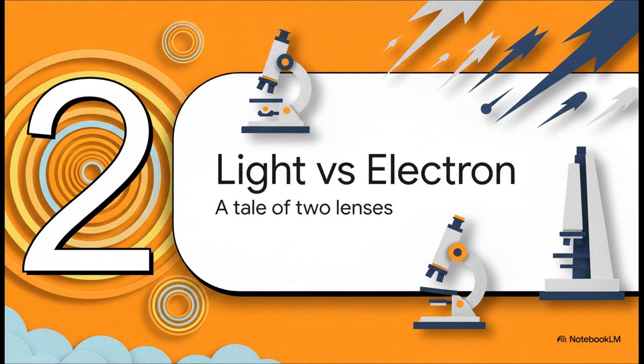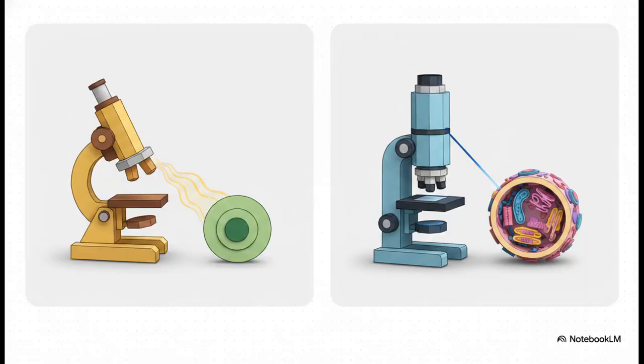Moving on to Section 2, light versus electron microscopes, a tale of two lenses. Okay, so this is where we compare the traditional method of bouncing visible light off an object with the super high-tech method of shooting an actual beam of electrons at it. Optical microscopy, which is kind of like what you probably used in high school biology, uses visible light. But because visible light has relatively long waves, its resolving power hits a literal theoretical brick wall at 0.2 micrometers. Its maximum useful magnification tops out at about 1,000 times.